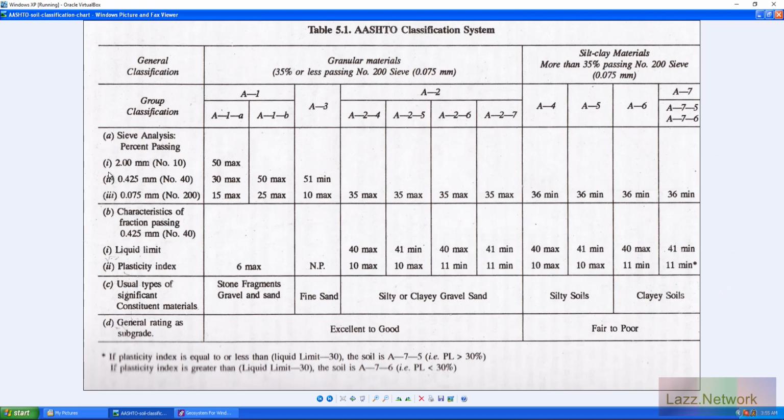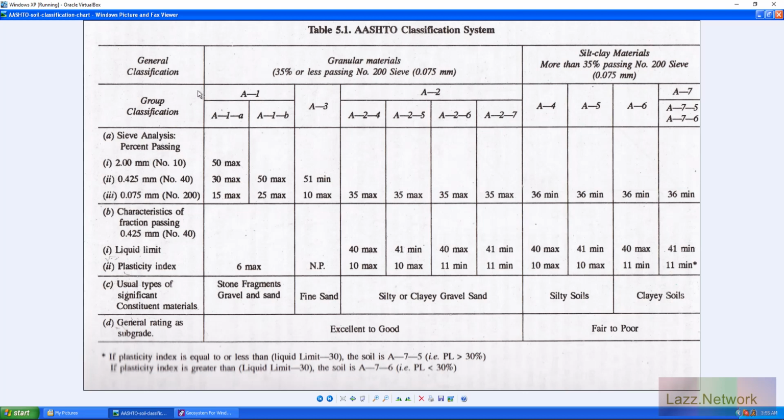With an AASHTO classification, you're pretty much always doing a sieve analysis. You have to have the 10, the 40, and the 200, which you can get from washing it in general, but obviously, if you're going to wash it, you're going to determine your 200 by means of performing a sieve analysis. So there is no number 4 determination or anything like that. That's the thing you've got to keep in mind.